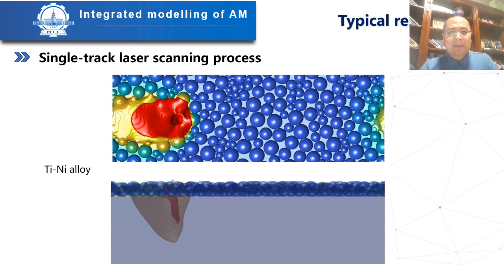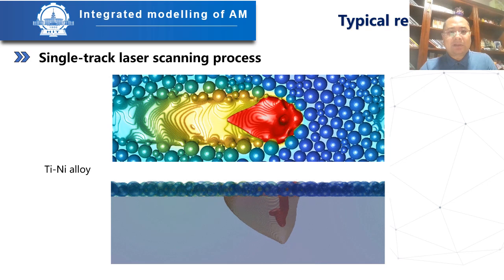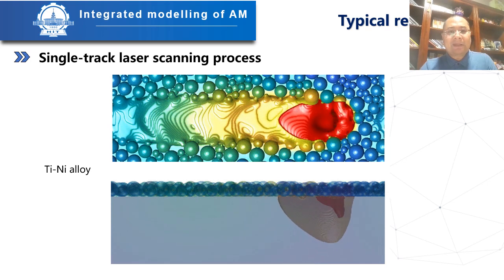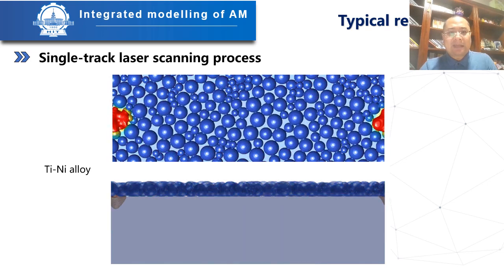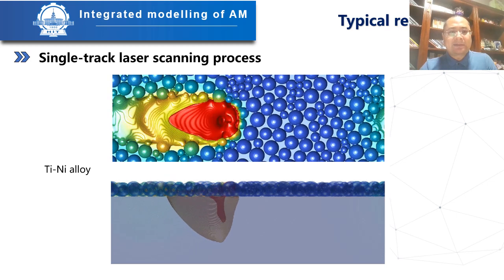This dynamic behavior sheds light on the complex interaction between the laser and the material, providing us valuable insights into the intricacies of the process.